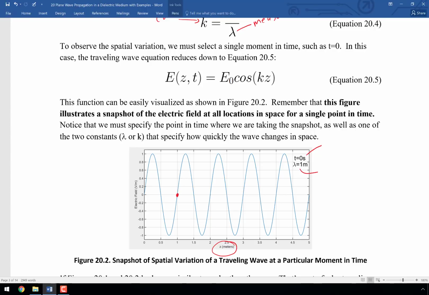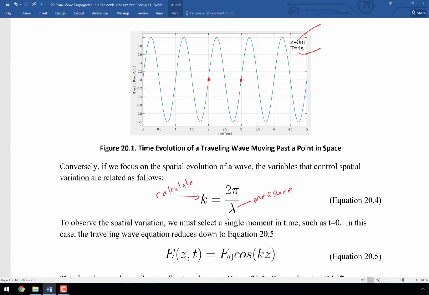I'll do a full cycle. I'll get to here. That's at 2 meters. So in fact, we do see that lambda equals 1 meter. Just as up here, when we did this calculation, we saw that the period, capital T, is 1 second.